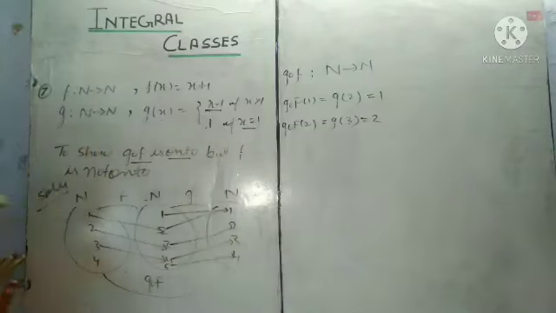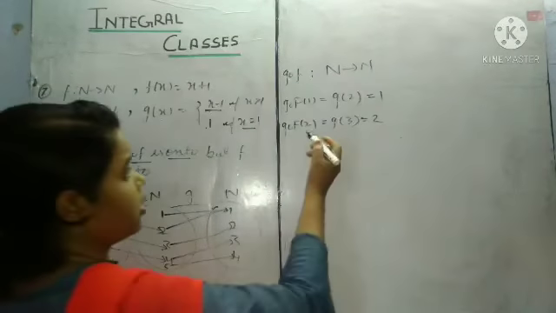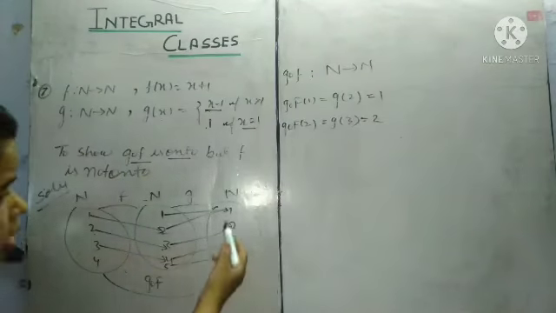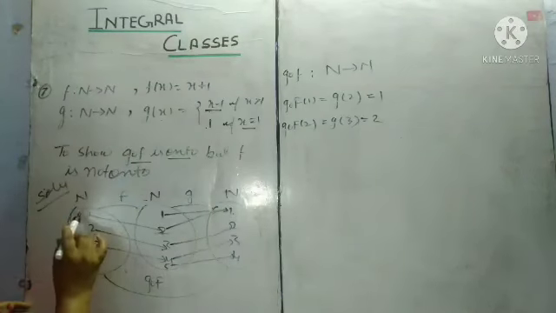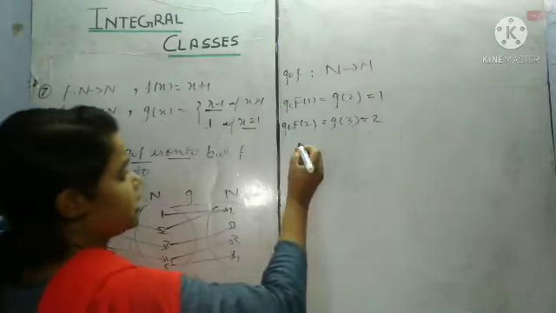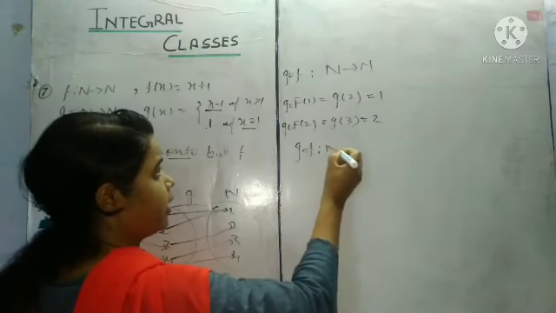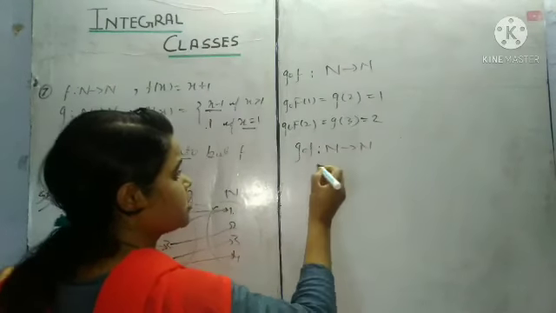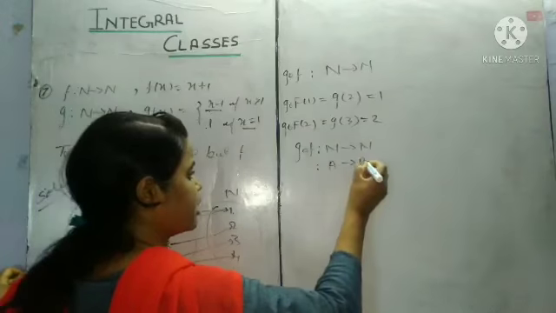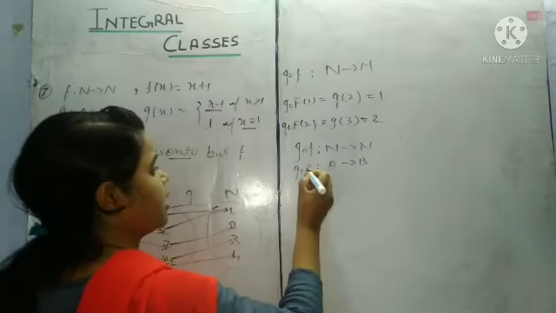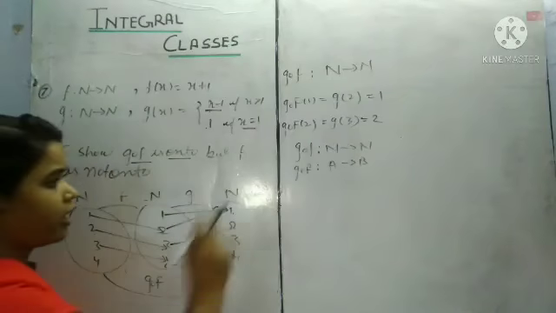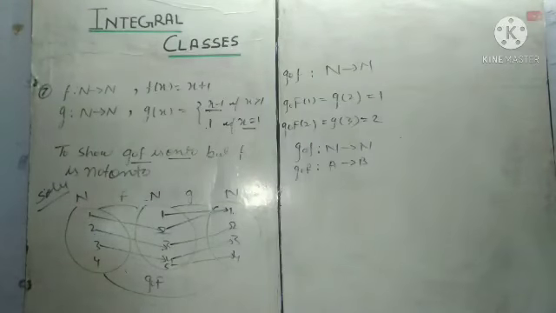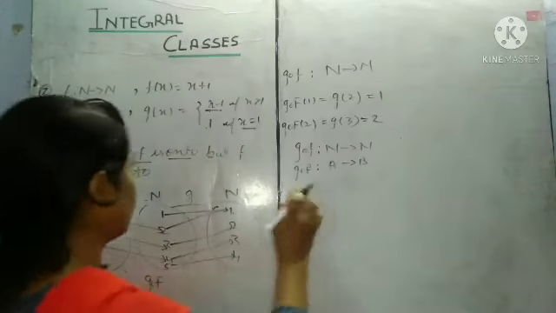So student, as we observe here, every element of natural number in g o f has its pre-image in N. And if we say that g o f is defined N to N, suppose it is the A and it is the B. So we will say here every element of B has its pre-image in set A. So g o f is, sorry, not one-one, it is onto.